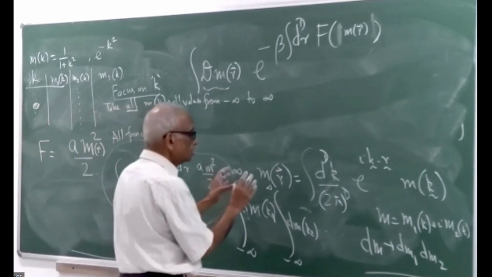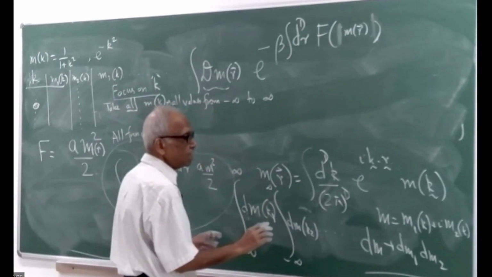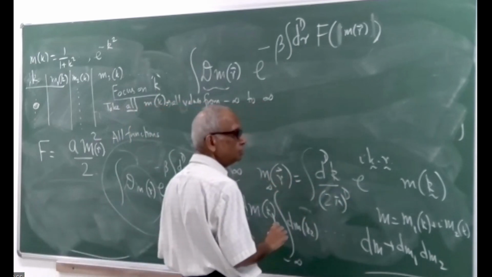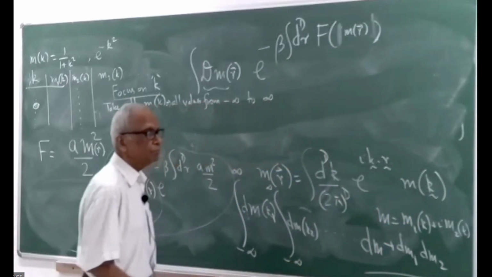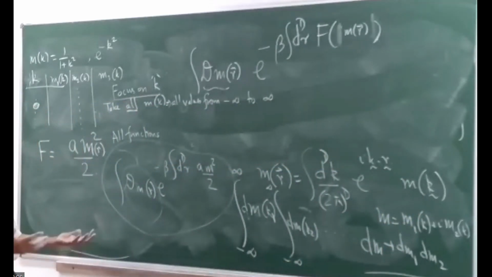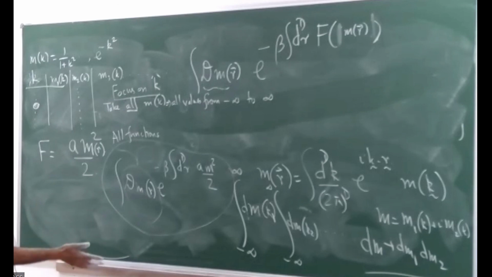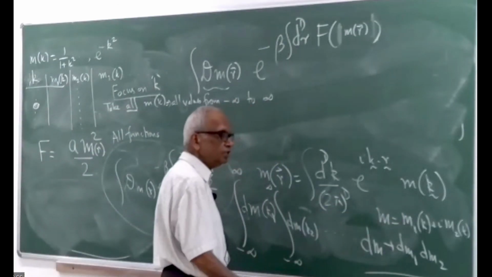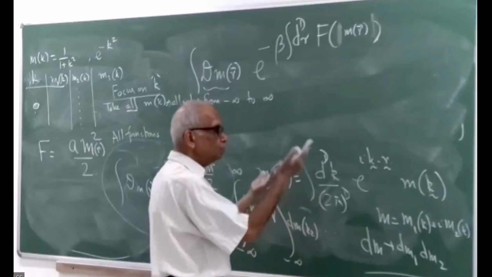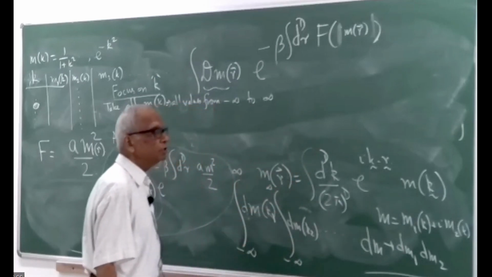So your functional integral, this m of r was a function. Step number 1, I have reduced it to numbers. M of k at a given k is a number. And then you vary your k, and for every k, m of k has to go from minus infinity to plus infinity. So fix a k, integrate over m of k from minus infinity to plus infinity, go to another k, do the same, and you have your integral.